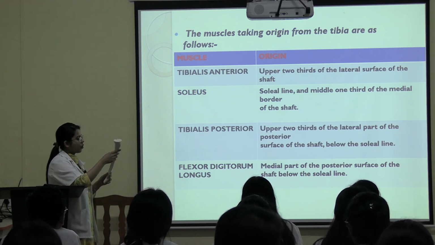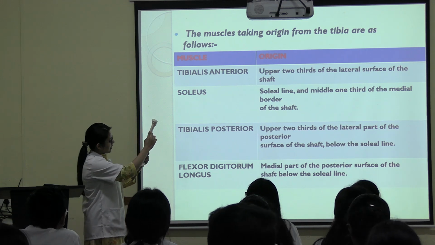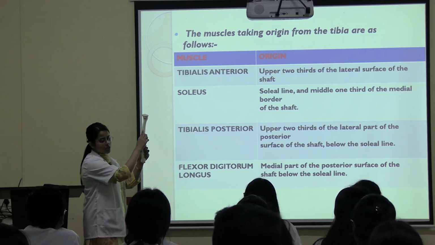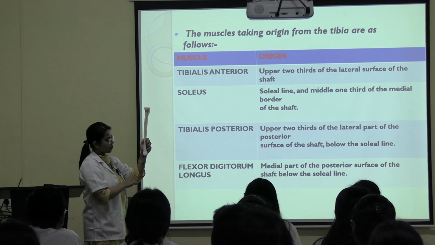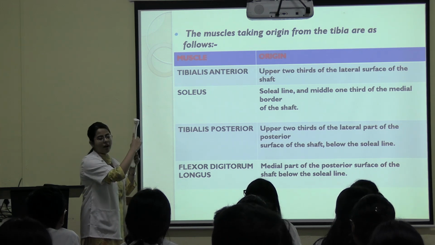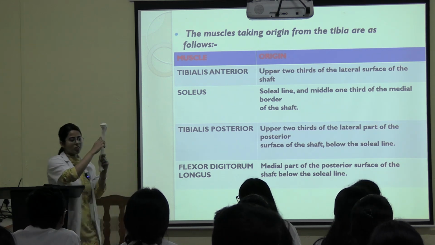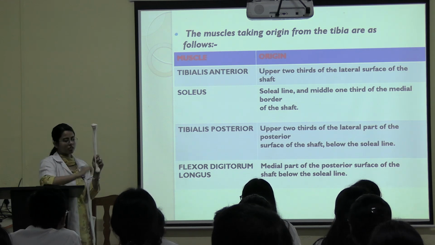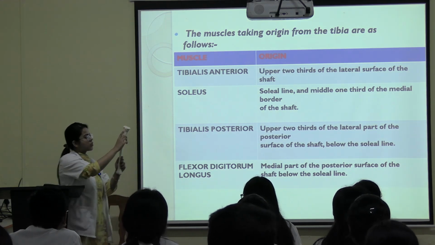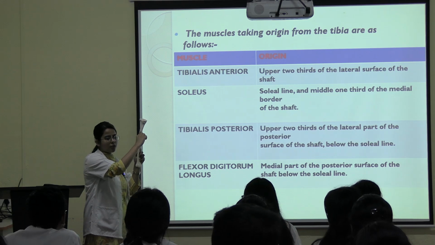Done? And also you can see this soleal line is continuing here also. This is what border? Medial border. So the middle 1/3 part of the medial border, soleus will take origin. So from the soleal line and the middle 1/3 part of the medial border.